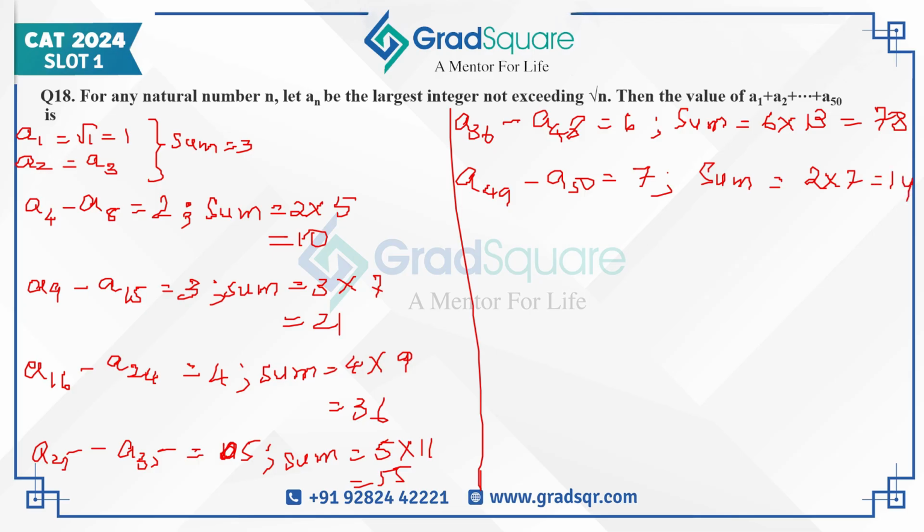And if you add them all, 3 plus 10 is 13, 13 plus 21 is 34, 34, 64, 70, 70, then 135, then 78, and then 14. So it's going to be how much? 227 is the answer.